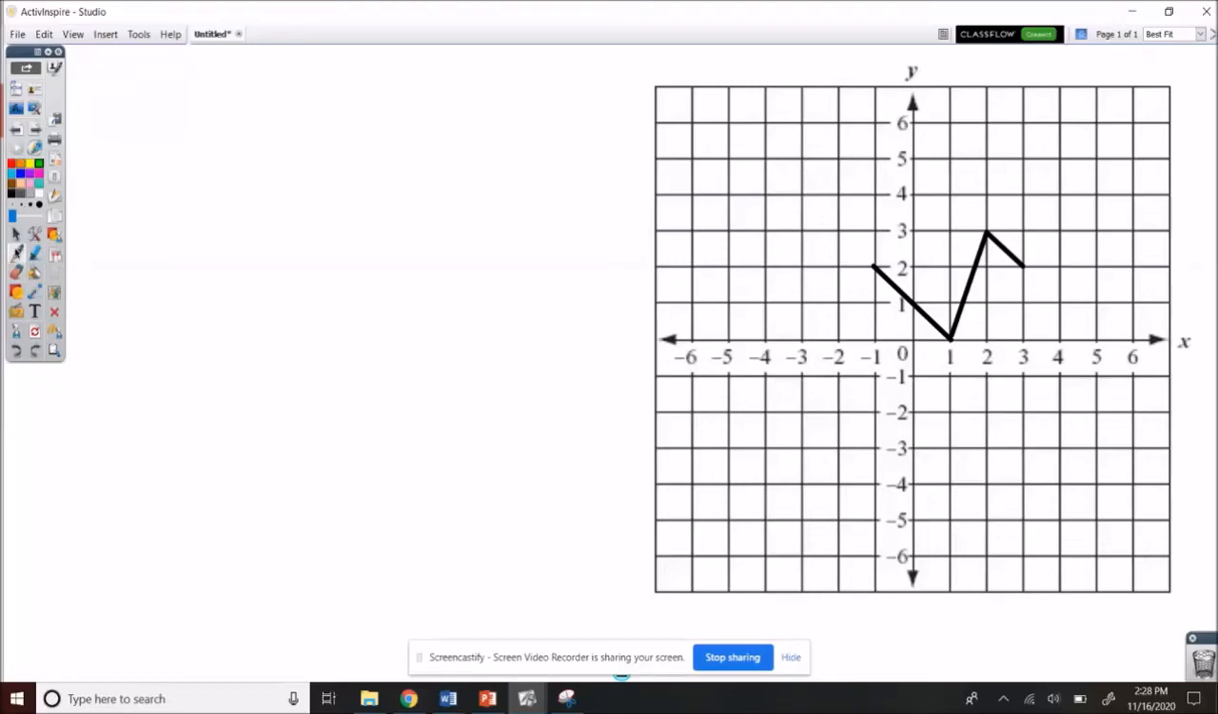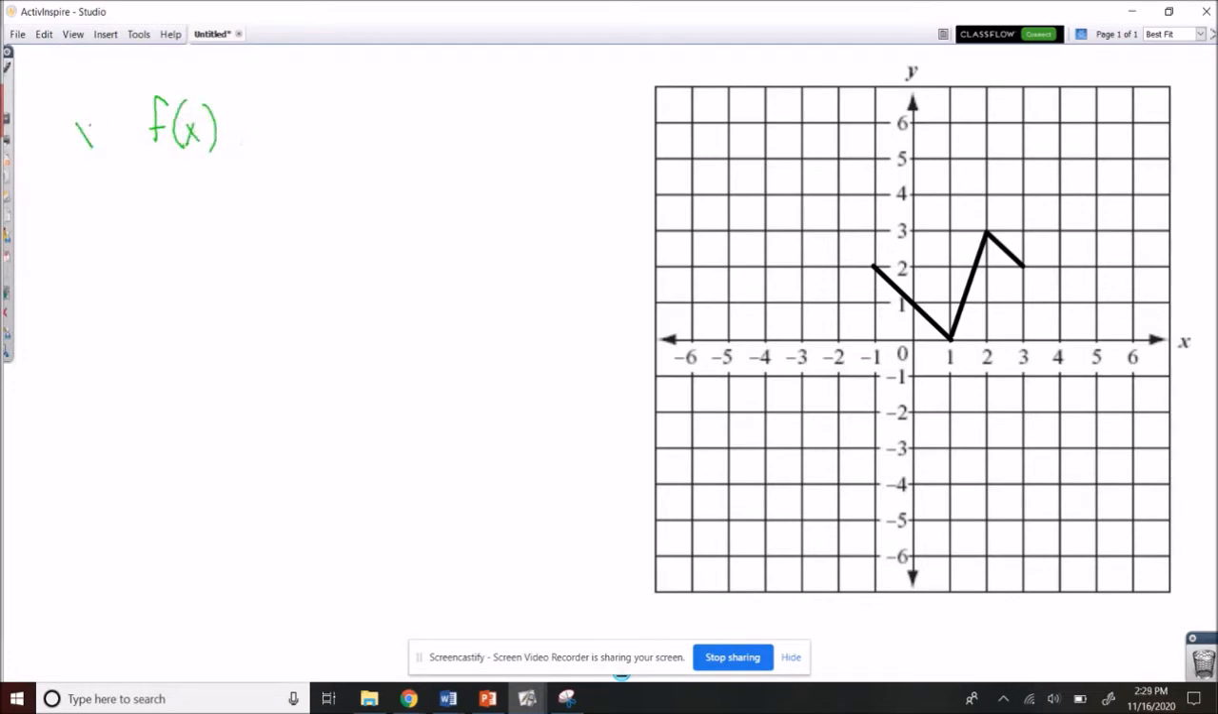We're just going to do some basic transformations with this function that we'll call f of x, this kind of zigzag shape. So let's start by making a table for f of x. We have this point (-1, 2). Then we have this point (1, 0). And then we have this point (2, 3). And our last point over here is (3, 2). So again, those are (-1, 2), (1, 0), (2, 3), and (3, 2).